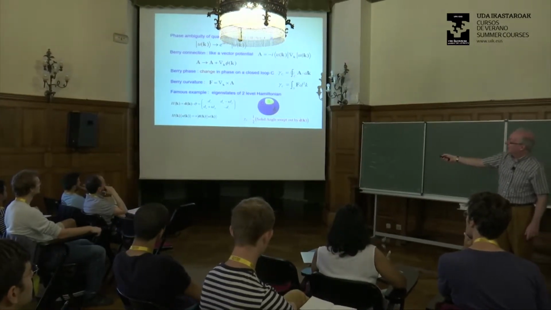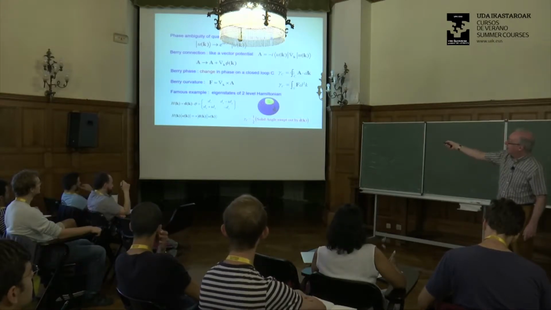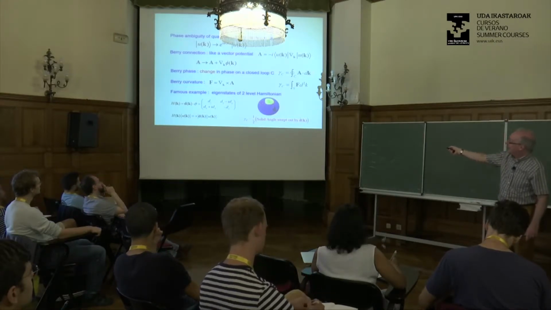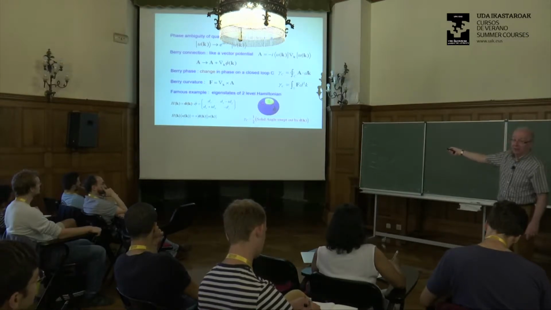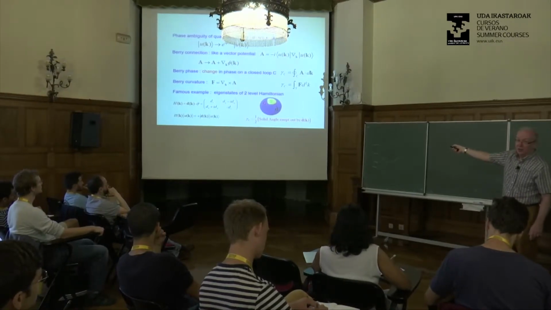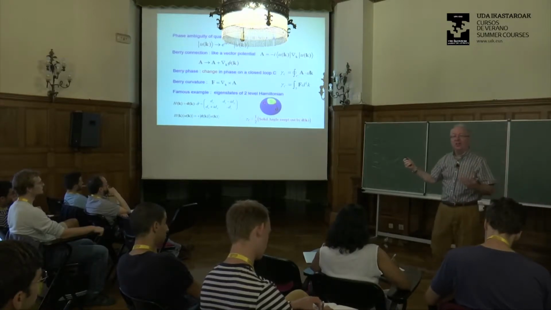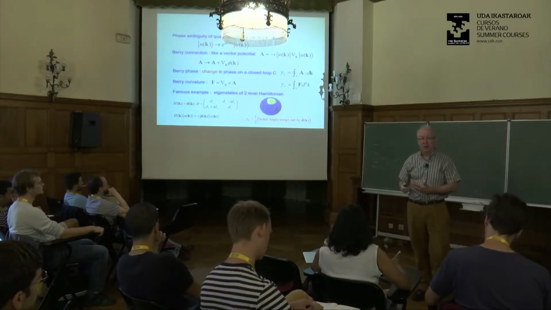So the Berry phase is the change in the phase going around a closed loop, and that's the loop integral of this Berry connection. And if you do a gauge transformation, then this does not change. And so this is something which is physical, and so we want to figure out how to attach physical meaning to this gauge invariant quantity.